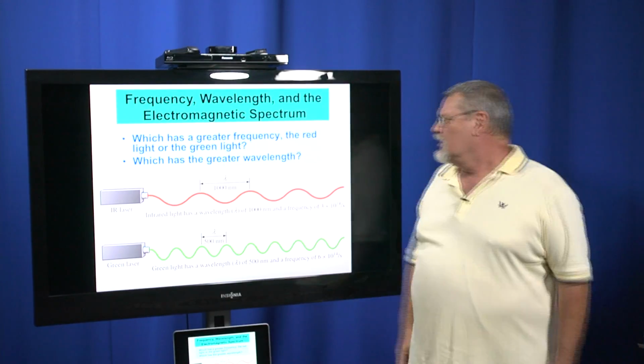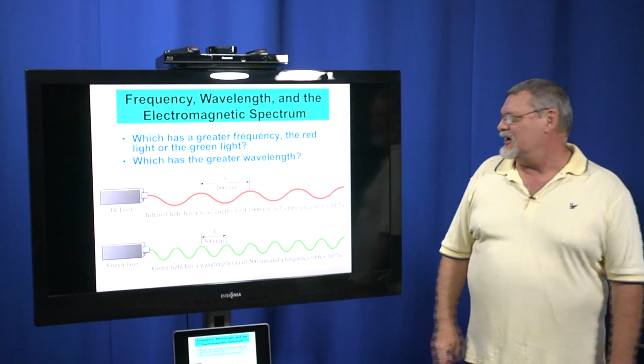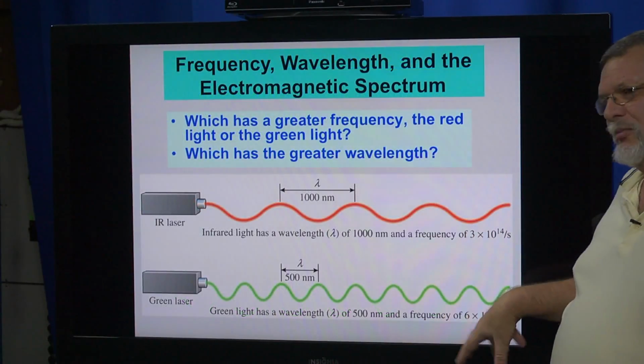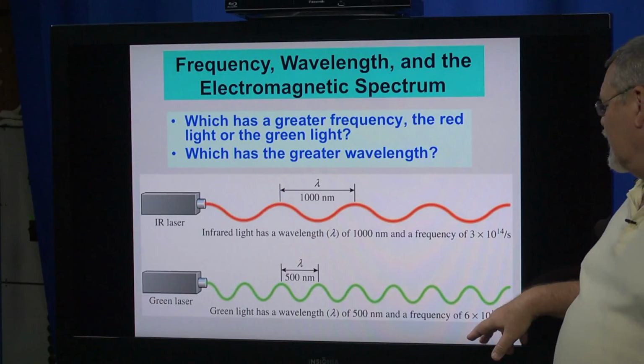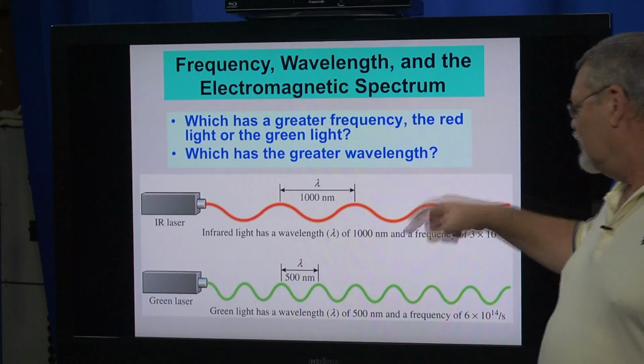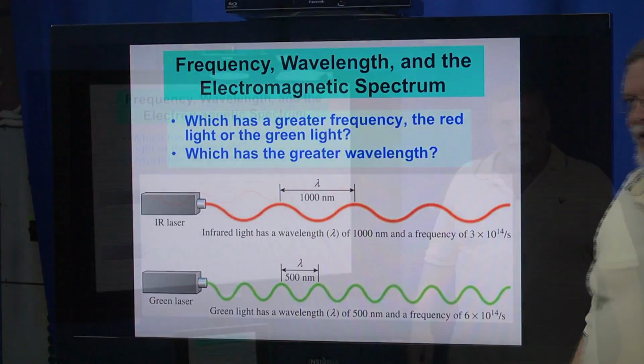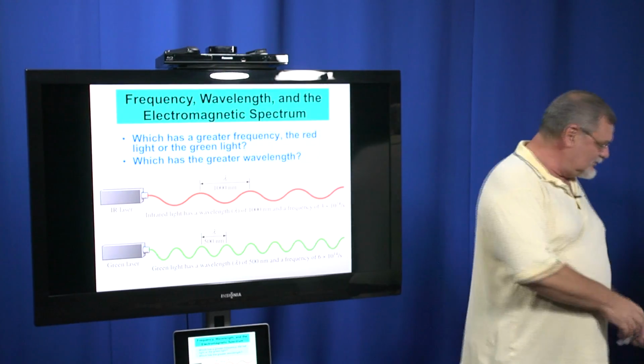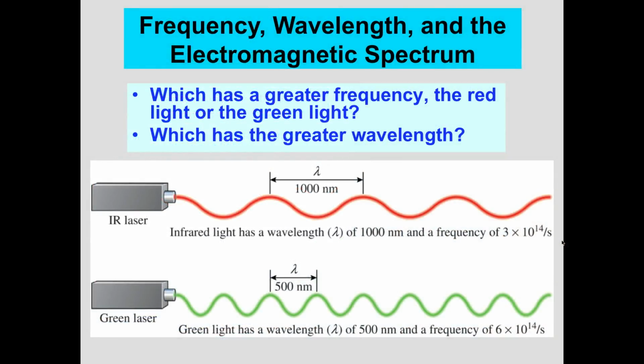So, quick review. Which has the greater frequency, the red light or the green light? Well, the green light has the greater frequency, because the wavelengths are smaller. More of them will pass through a point in any given time, in 1 second, than will the red. Which one has the greater wavelength? Well, clearly the red light has greater wavelength, and you need to know that. You need to remember that red light has a longer wavelength, and therefore a lower frequency than does blue light.